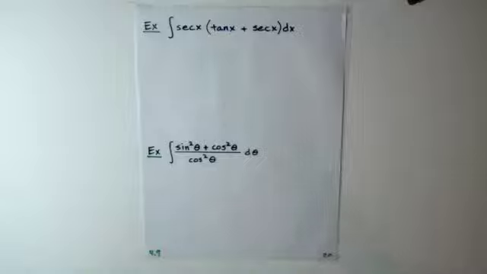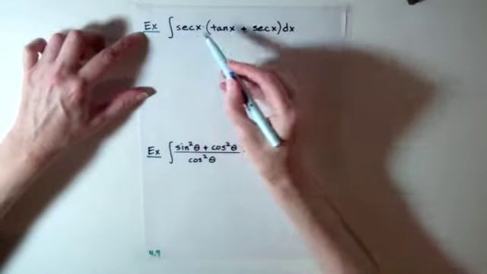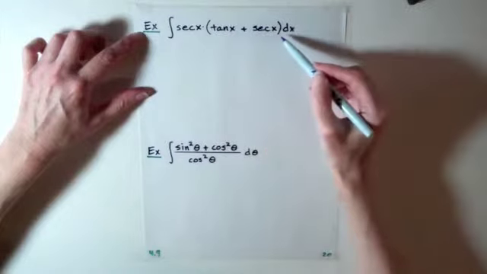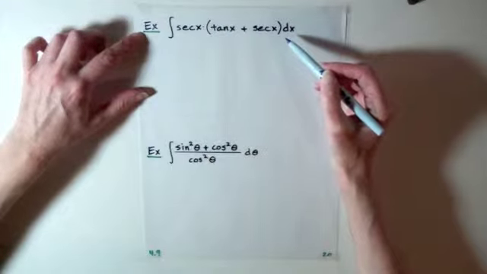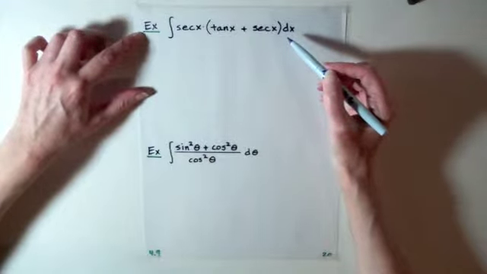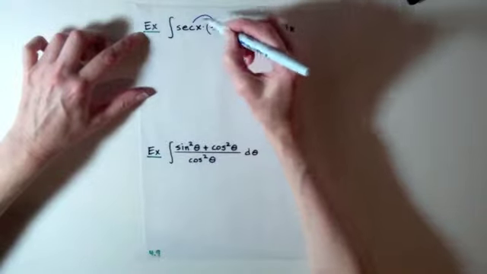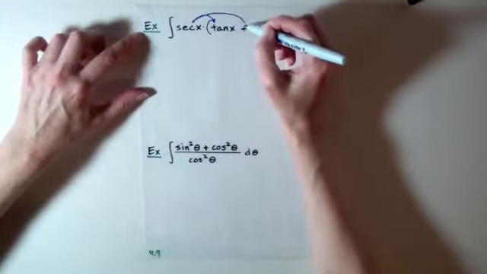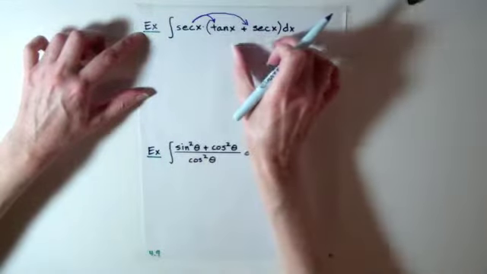Okay, well, let's go ahead and look at the top one. As I mentioned, I have a product of secant x and this other function, tangent x plus secant x. There's no product rule for integrating. And so somehow I have to rewrite this before I integrate. And really the only thing I can do is to distribute this secant out to get a sum of two terms instead of a product of two factors.